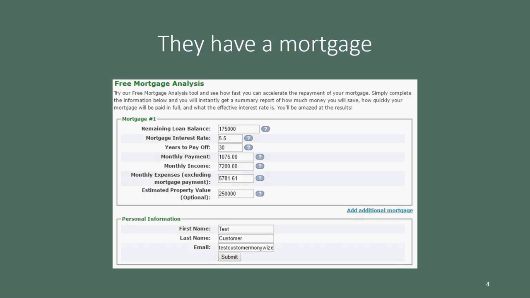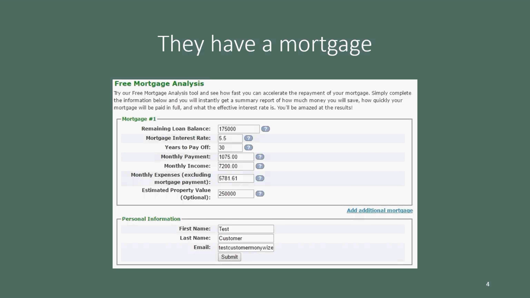Now between them, Mr. and Mrs. Test Customer have a combined monthly take-home pay of $7,200. The next line is their monthly expenses, excluding their mortgage payment. So this is all their utilities, their living costs, everything that it costs them in outgoings and expenses on a monthly basis, excluding the mortgage repayment. And they have calculated that to be $5,781. Now you can also see that their property is valued at about $250,000.